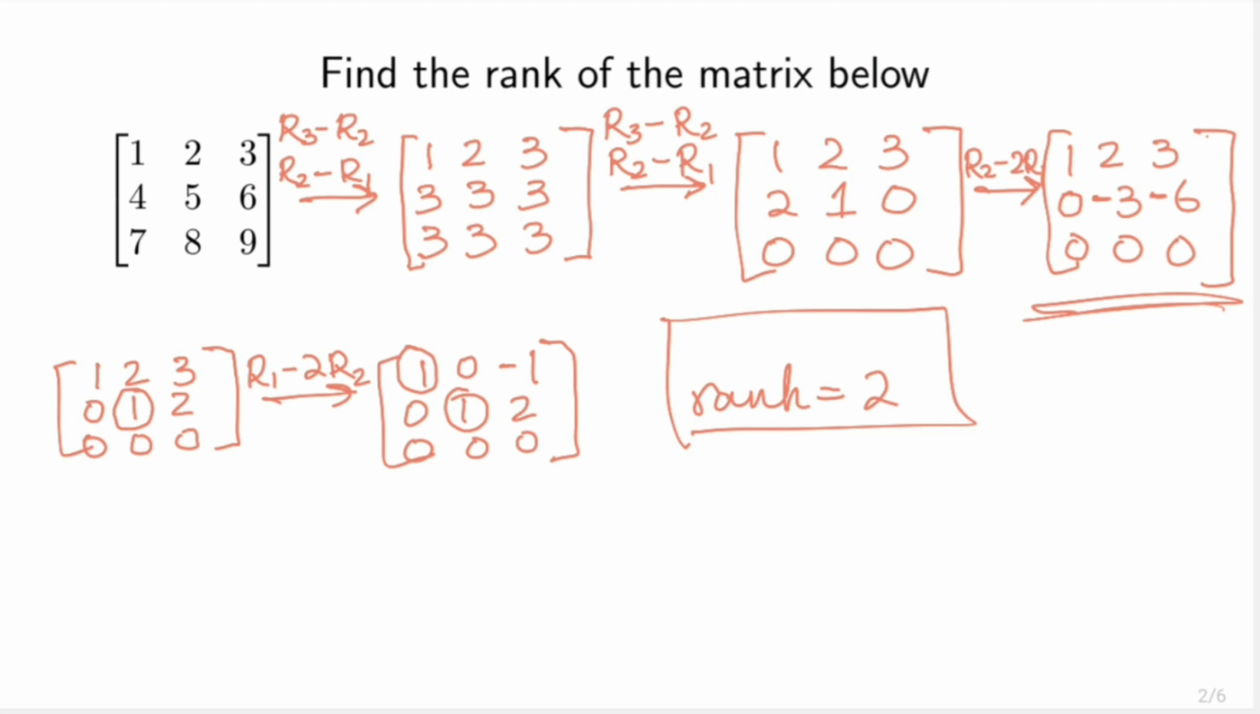Let's look at another example. So here, we want to find the rank of this matrix. This is a 4 by 3 matrix. If we recall, we know that the rank cannot be greater than the number of rows, and it cannot be greater than the number of columns. So even before we do anything, we know that the rank of this matrix is less than or equal to 3.